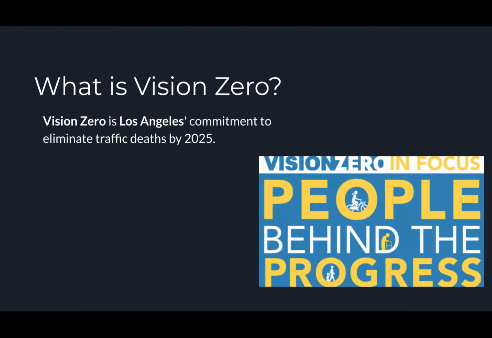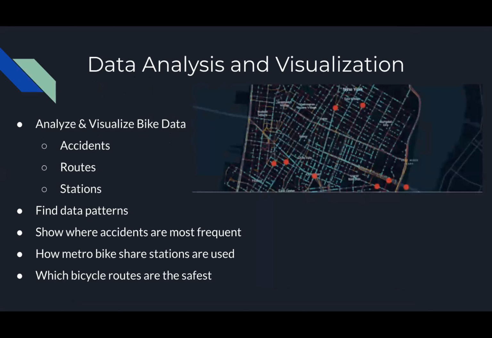If you work for the City of Los Angeles, you're probably very familiar with Vision Zero, its commitment to eliminate traffic deaths by 2025. Our projects capture the spirit of Vision Zero and aim to provide insights for better bicycle safety. We use data analysis and visualization to review accidents, routes, and stations, hoping to find patterns showing where accidents are most frequent, how stations are used, and which routes are safest for bicycle navigation.